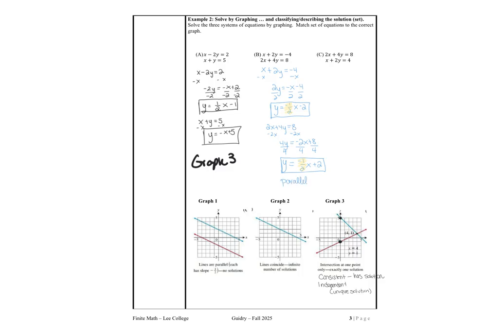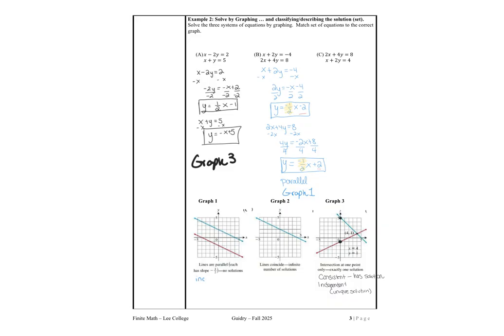So this must be graph 1. And not only are they parallel, they have different y-intercepts, one positive, one negative. So this one must be graph number 1. So these lines are parallel. So if we go back to our classifying, there's a solution here. There's no solution here, which means they're not consistent.